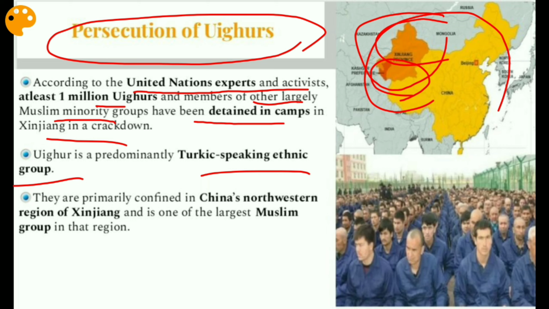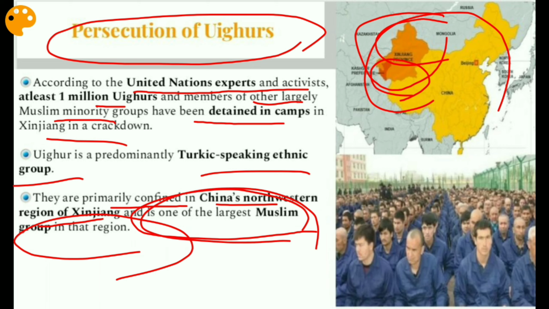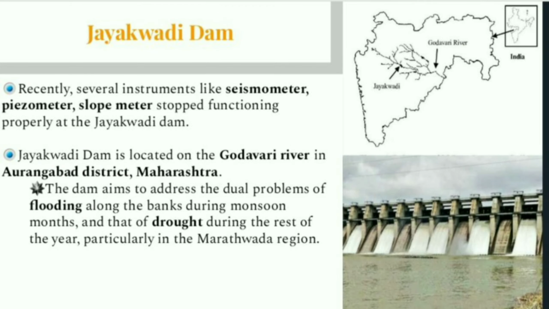Already we have discussed it. They are primarily confined to China's northwestern region of Xinjiang and are one of the largest Muslim groups in the region. This is very important because every year UPSC is asking either a tribe or a community. So it's important. So the next issue is Jayakwadi Dam.